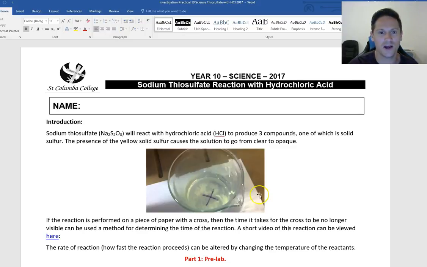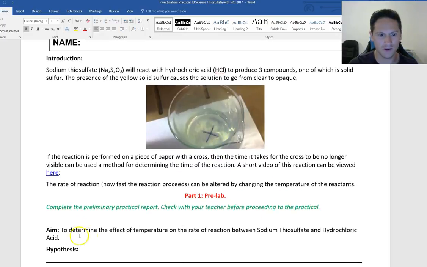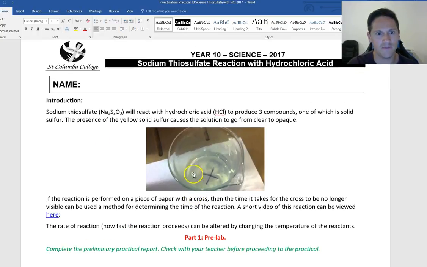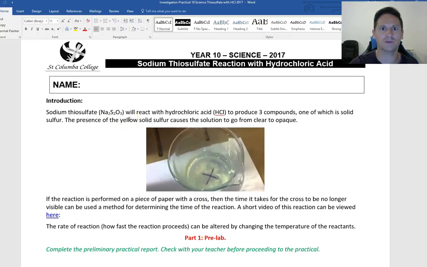I just want to talk through this practical report. Basically, the way I'm going to work is just read through it and highlight the points that I'm going to be talking about. So if there's a specific section of the report that you need some help with, just skip ahead through the video, get to the section that you need and listen, and hopefully it'll give you a bit of a hand. So the practical is about the reaction time between sodium thiosulfate and hydrochloric acid.